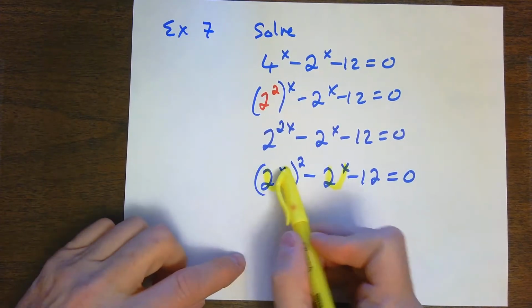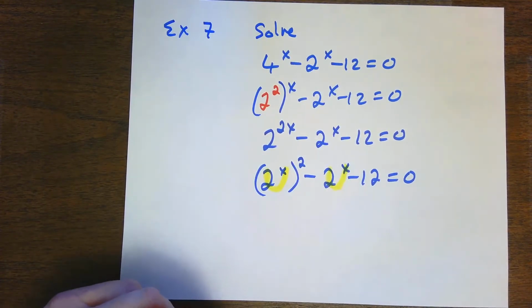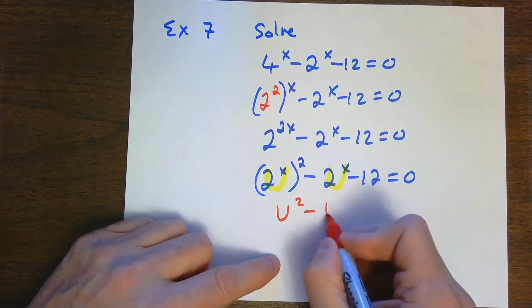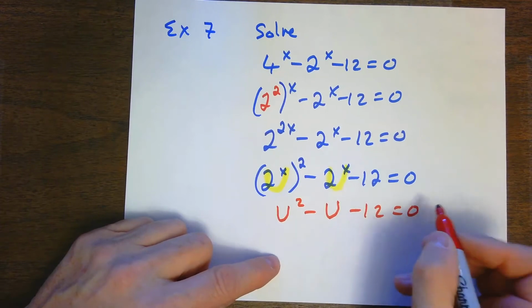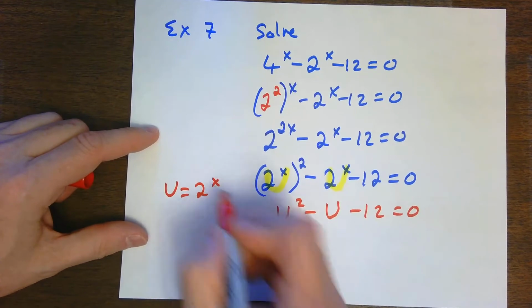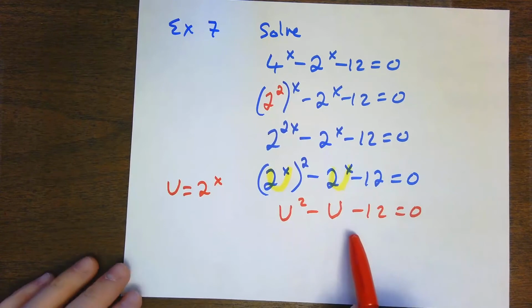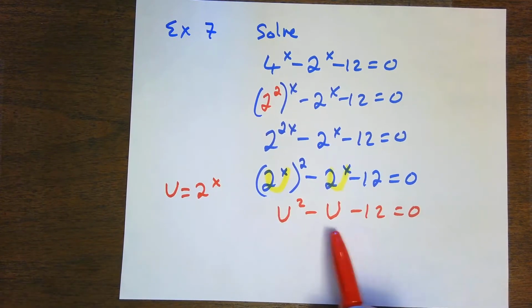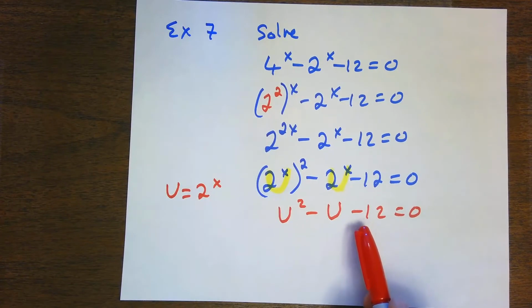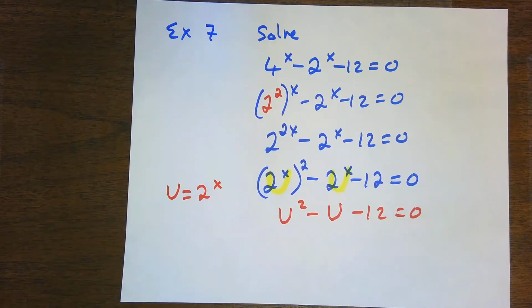So I've got something squared minus something minus 12 equals 0. If you want to rewrite it to make it look a little nicer, I could say u squared minus u minus 12 equals 0, where u is really just 2 to the x. I'm rewriting it to make it look a little nicer and to show you that this is a quadratic. This is a nice, well-behaved quadratic, and it's factorable. Can I think of two things that multiply together to give me negative 12 and add up to give me negative 1? And of course the answer is yes.